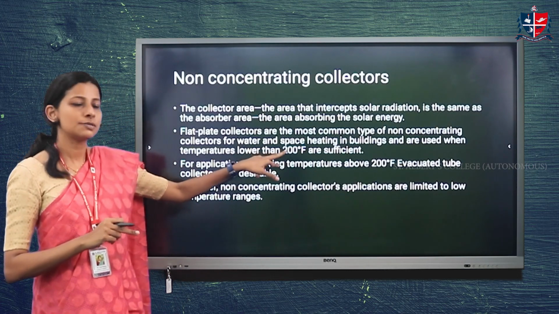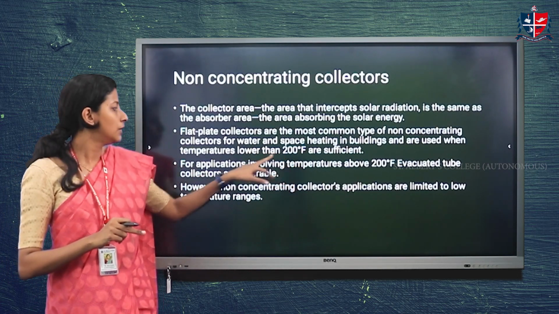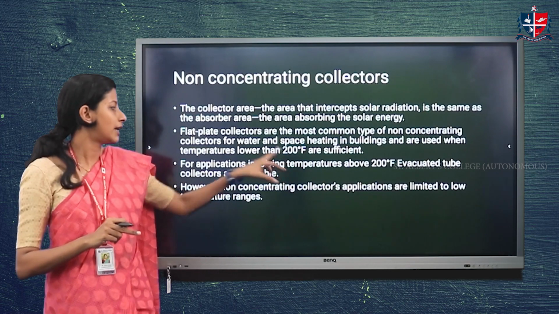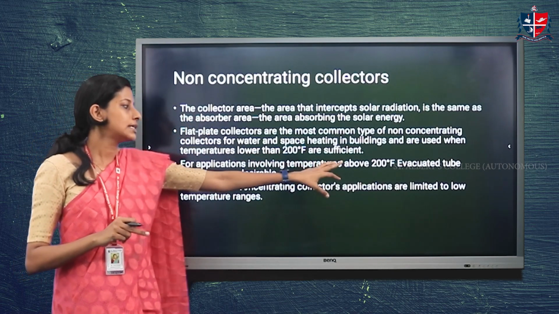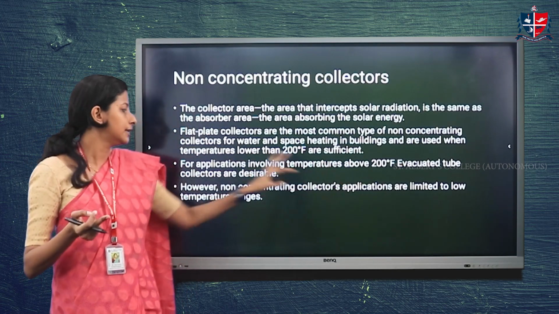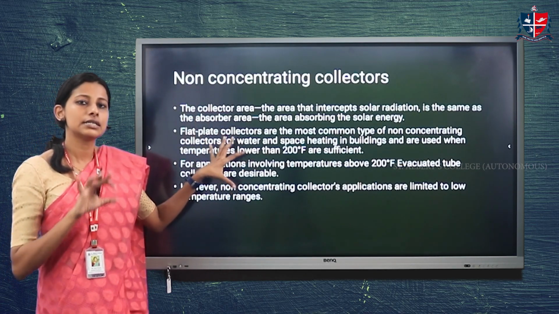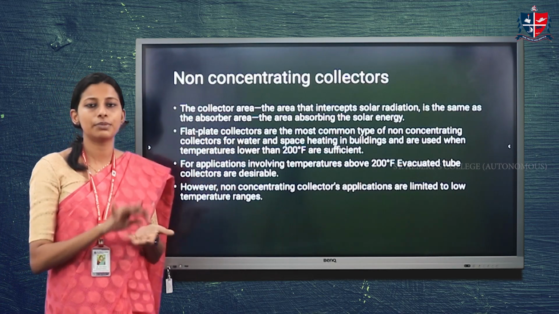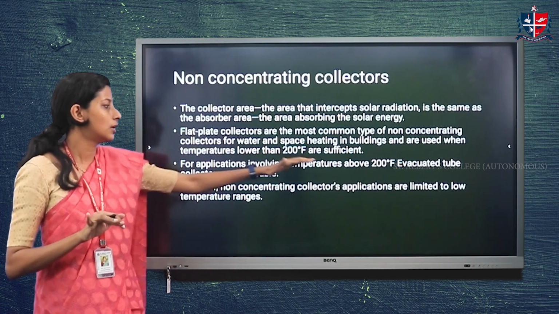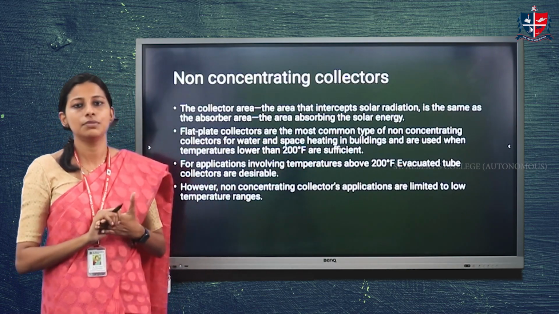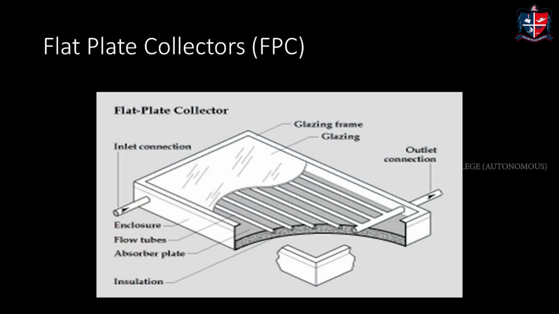So that has been converted into Fahrenheit here. Ranges below 200 degrees Fahrenheit are for FPCs, whereas ranges above 200 degrees Fahrenheit can be used for ETCs. However, non-concentrating collectors are in general used for low temperature applications, only up to 500 degrees Fahrenheit. Okay. Now let's see an FPC.